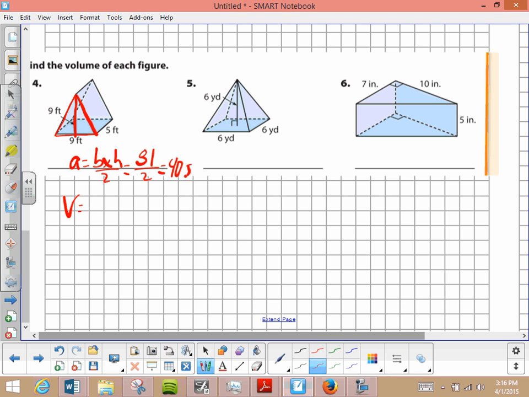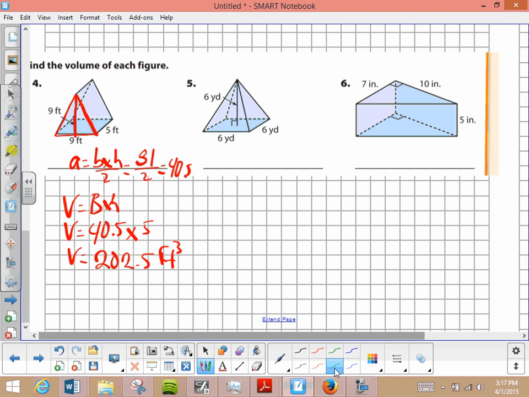Then the volume is the area of the base times the height. So it will be 40.5 times the height of 5. And you get 202.5, right? Cubic feet. That's it. By the way, O is not a number. O is a letter. 202. Good. You need to divide correctly then.